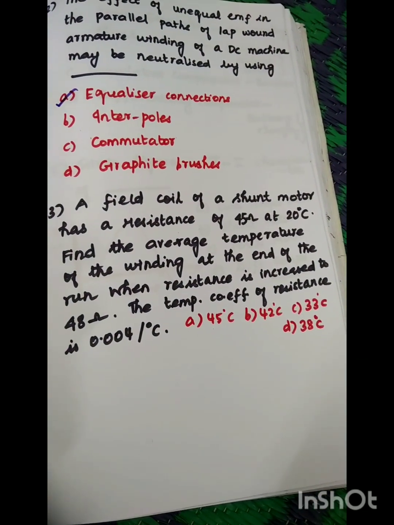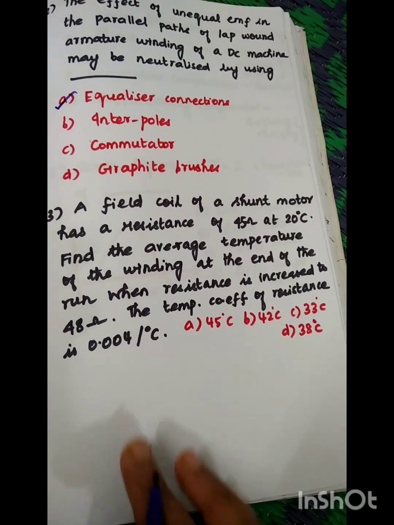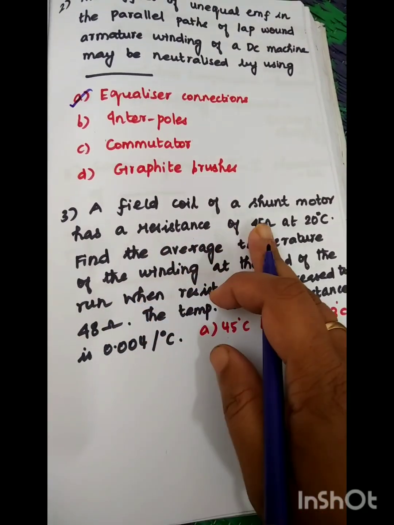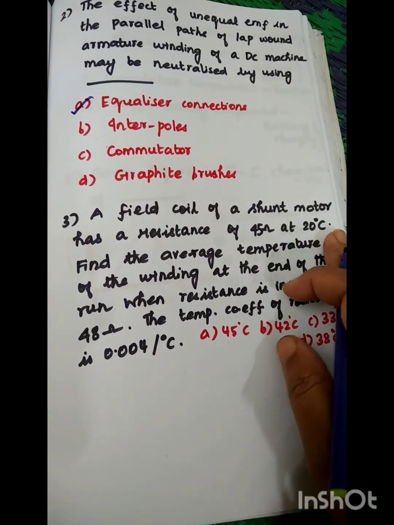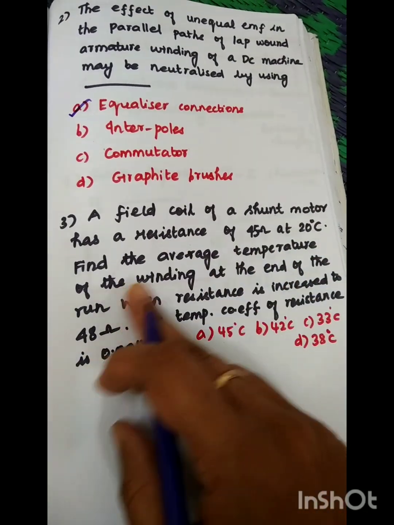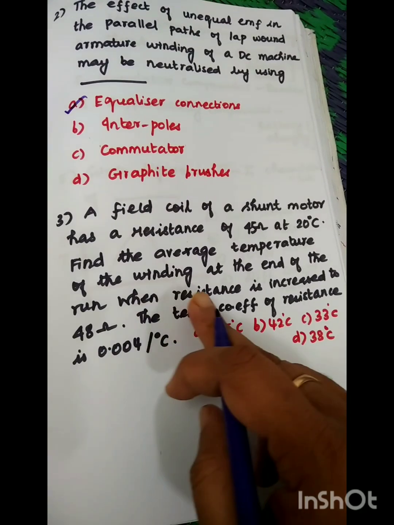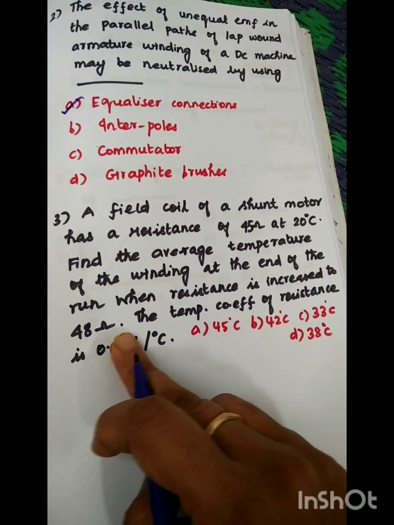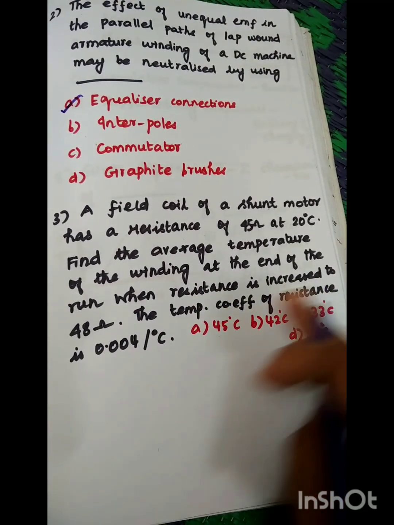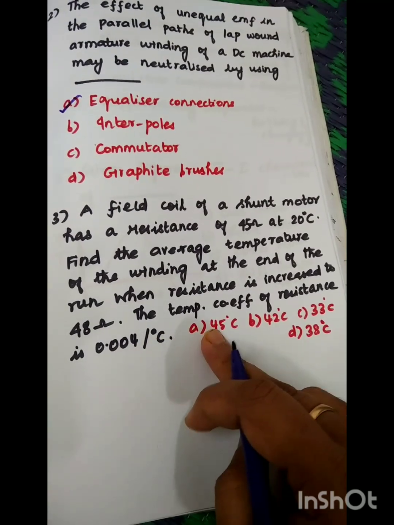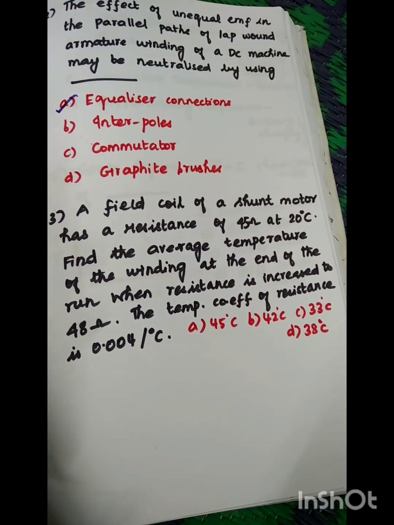A field coil of a shunt motor has a resistance of 45 ohm at 20 degrees centigrade. Find the average temperature of the winding at the end of the run when resistance is increased to 48 ohm. The temperature coefficient of resistance is 0.004 per degree centigrade. They have given you 4 different options.